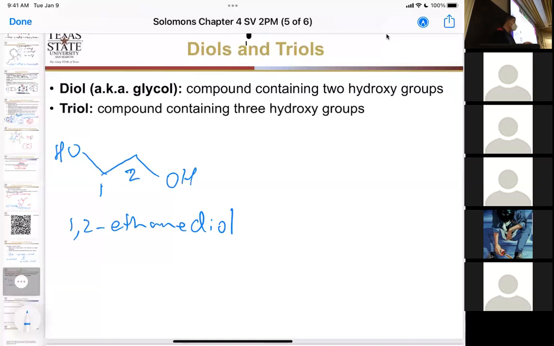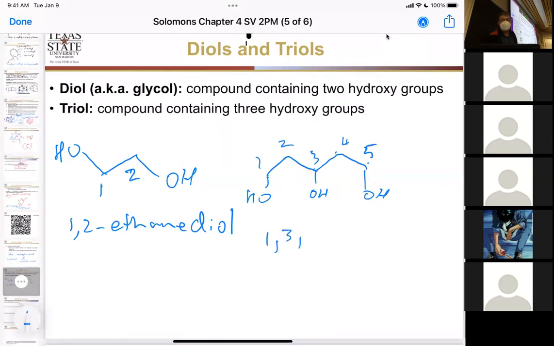So the numbers are required because you have to show that one of the alcohols is on the 1 and one's on the 2. And you could even go crazy. OH, OH, OH. So we have 1, 2, 3, 4, 5. So we have pentane, triol, and it's symmetrical. So we're going to go 1, 2, 3, 4, 5. So we have 1,3,5-pentanetriol.